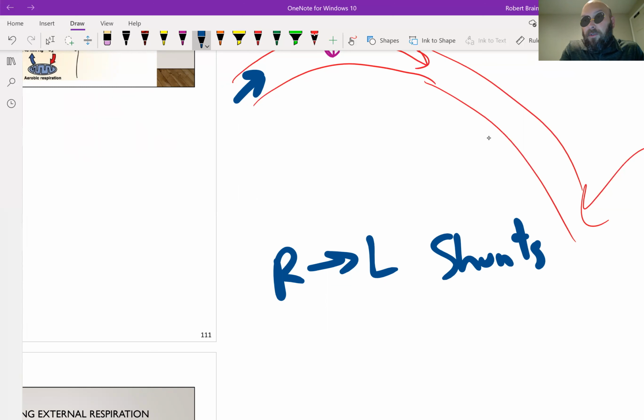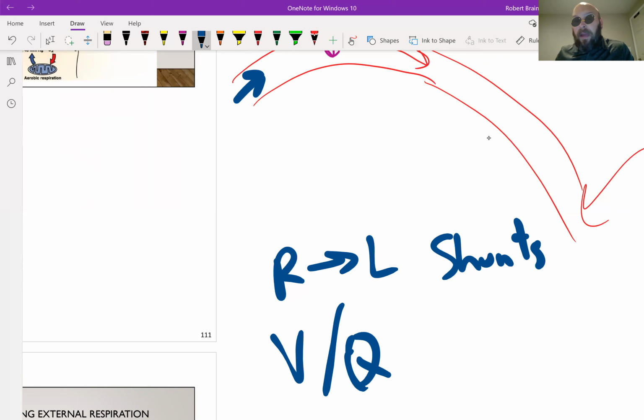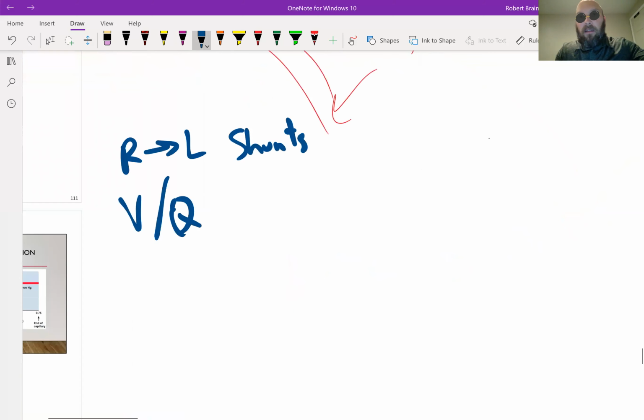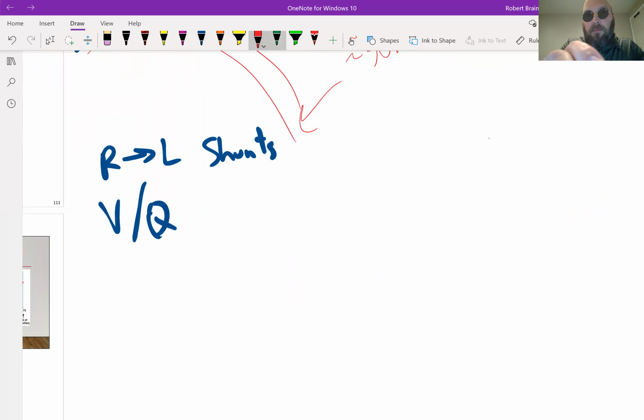The other contribution to that decrease in the partial pressure of oxygen that we see in the arterial system is due to VQ mismatches, right? So if we have a VQ mismatch, meaning that maybe we have a space that is perfused but not ventilated, right? So let's draw that out. What does it look like if it's perfused but not ventilated?